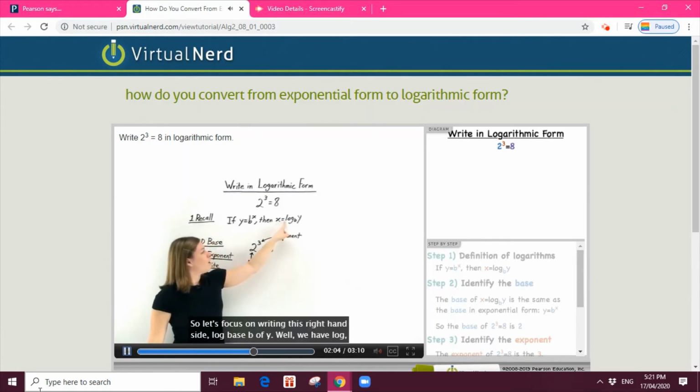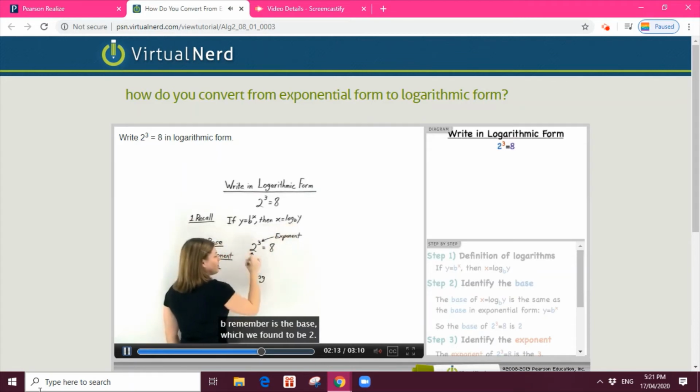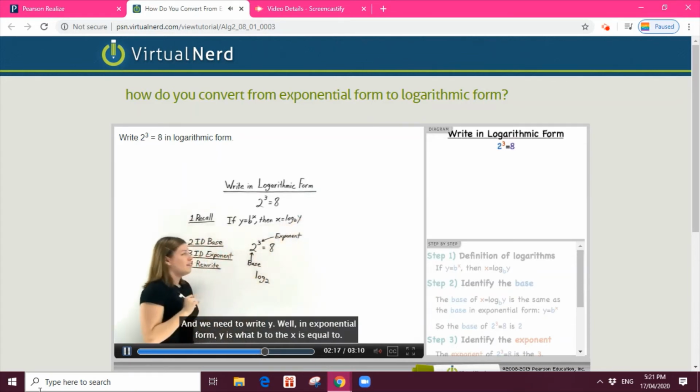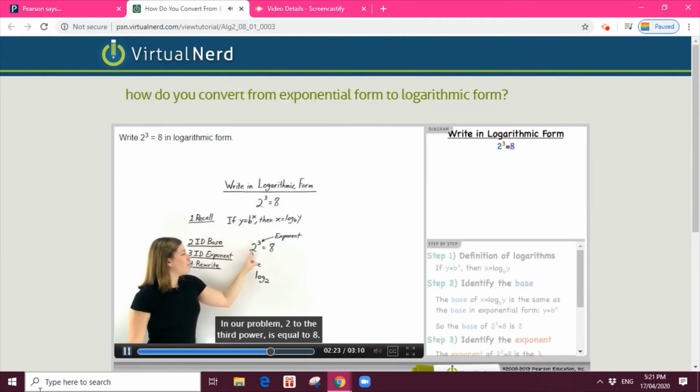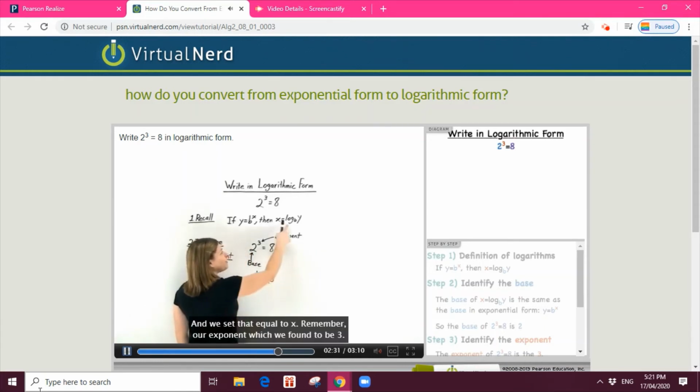So let's focus on writing this right-hand side, log base b of y. Well, we have log. B, remember, is the base, which we found to be 2. And we need to write y. Well, in exponential form, y is what b to the x is equal to. In our problem, 2 to the 3rd power is equal to 8. So, our value for y in this problem is 8. And we set that equal to x.